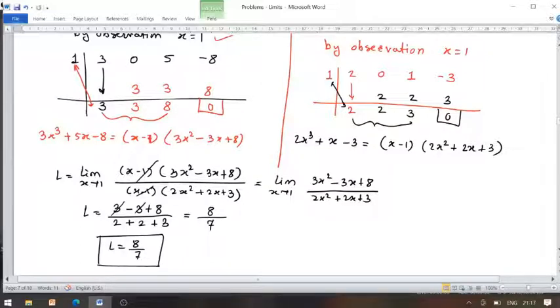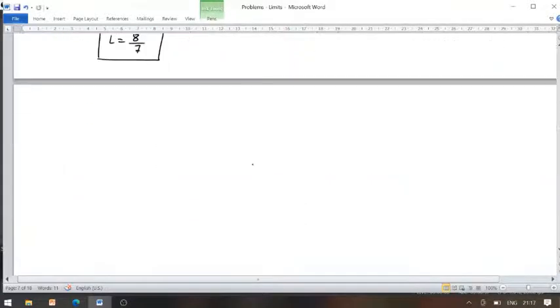Now we will move forward. Suppose we are evaluating the value of the limit as x tends to half of 8x cube minus 1 divided by 4x cube minus x. Again, after replacing x by its value half, you get the indeterminate form of the given limit, that means 0 by 0 form.